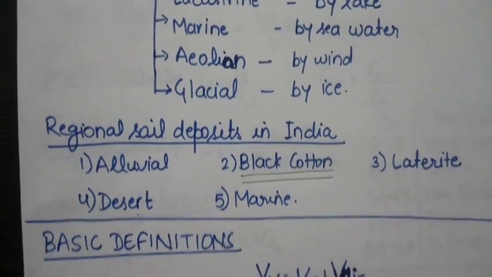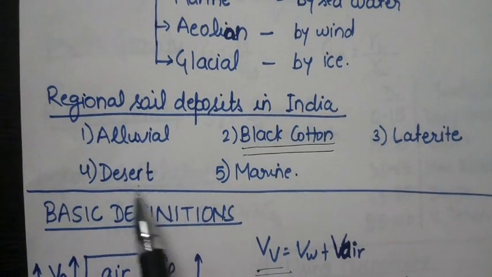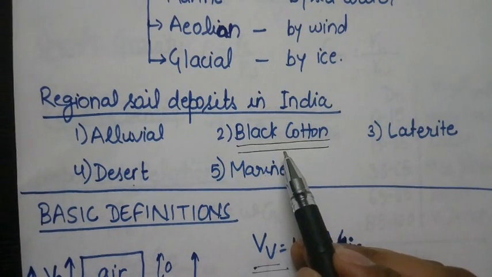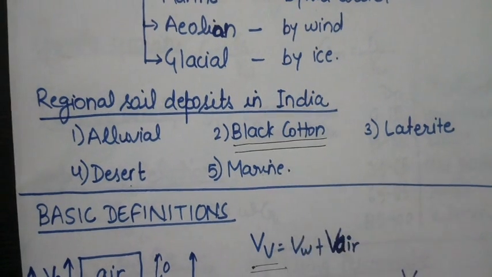Now, regional soil deposits in India, there are five types: alluvial deposit, black cotton, laterite, desert, and marine deposit. Now, black cotton soil is a very important feature in soil mechanics because it contains montmorillonite, as it has excessive swelling properties.